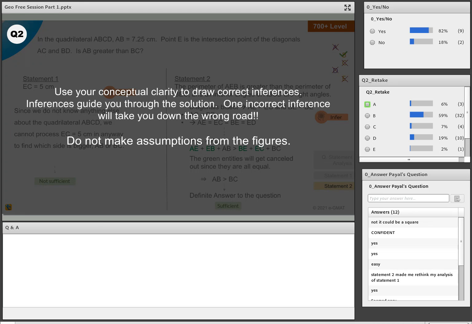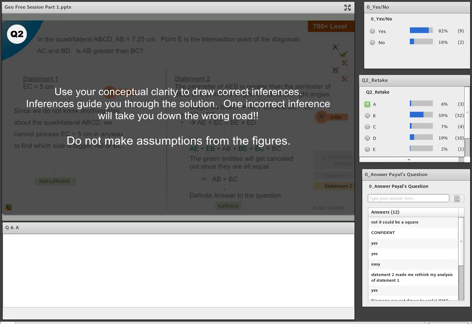So what have you learned from this question? I'm pretty sure this will be the biggest learning. Do not make assumptions from figures, because when you do that, you end up making mistakes with regards to drawing incorrect inferences. And once you make one inference mistake, you head down the wrong path to your goal. Okay. Absolutely. Diagrams are not drawn to scale unless otherwise specified. Things have to be explicitly stated either in the question statement or on the figure.